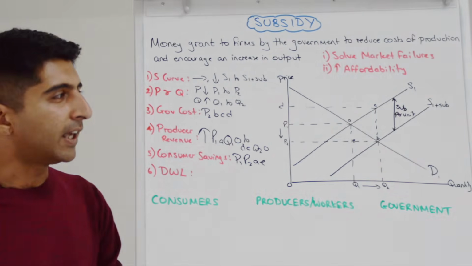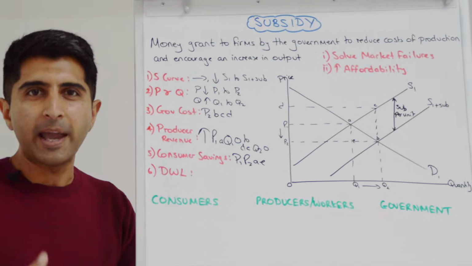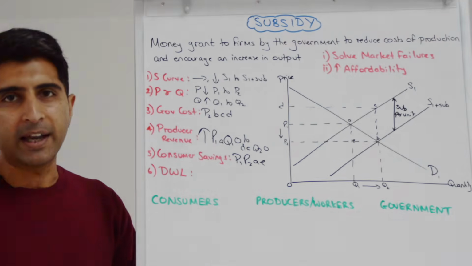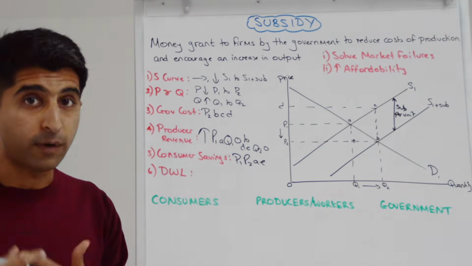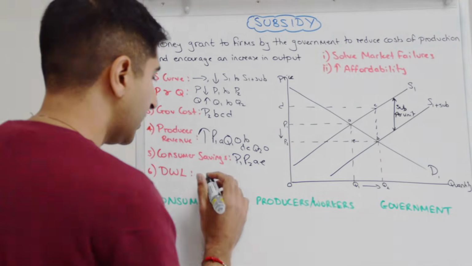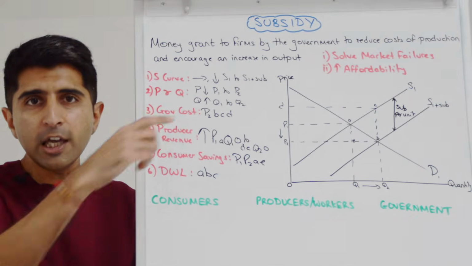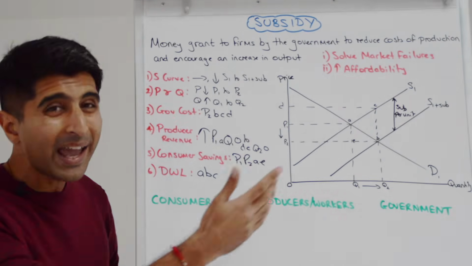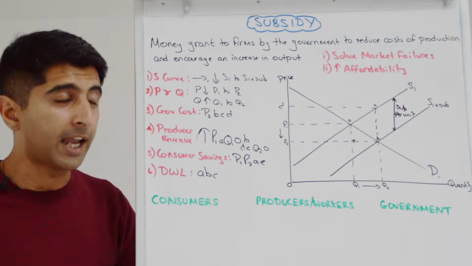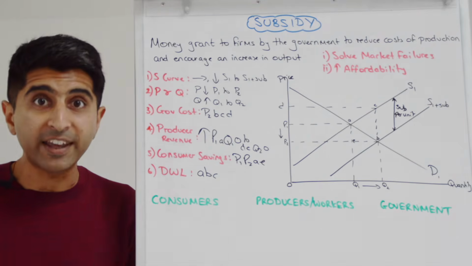But by intervening here, the government putting a lot of taxpayers' money into this market, subsidizing whatever this good or service is, creates a deadweight welfare loss, and that is the triangle A, B, C. If you guys click on this link over here, you'll see a video where I explain why a subsidy creates a deadweight loss and what the implications are. Be sure to watch that. But they are the key impacts.